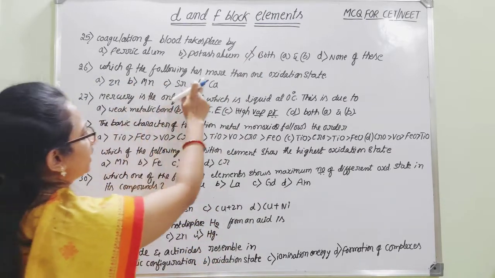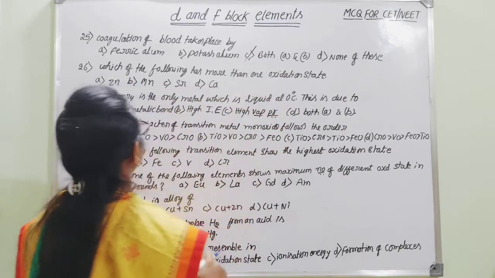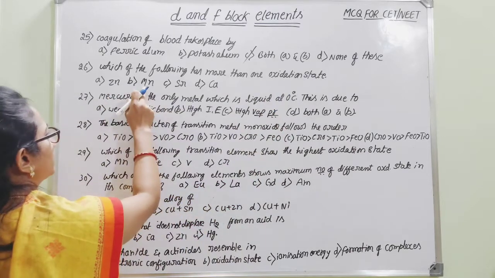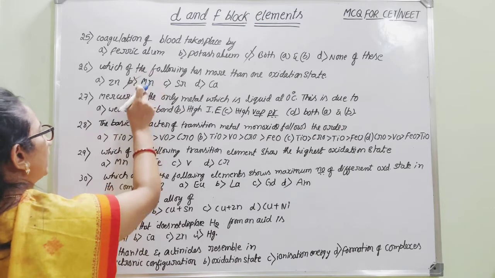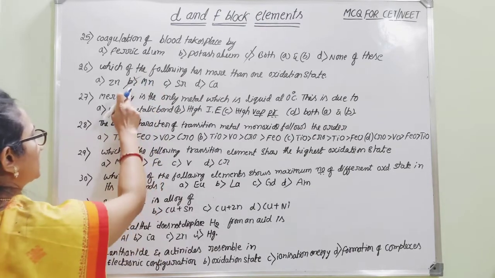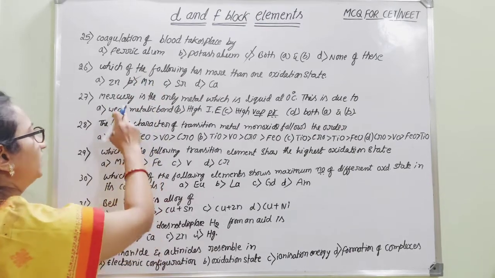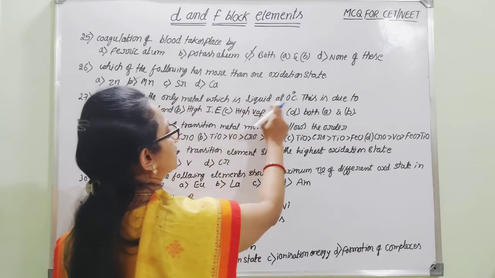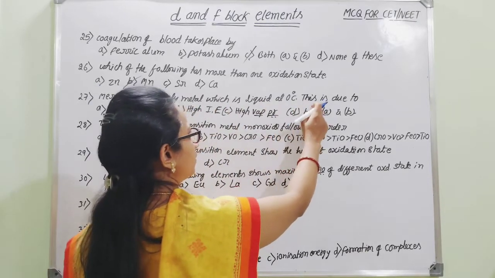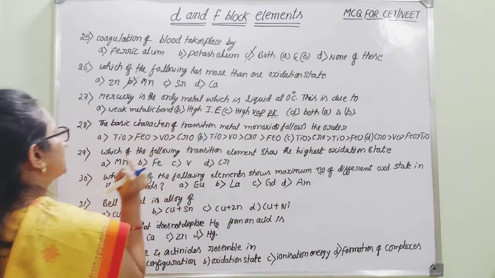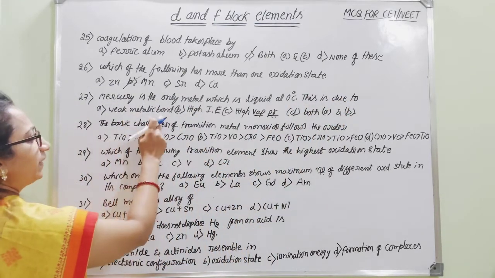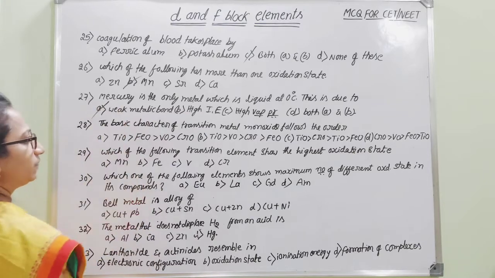Which of the following has more than one oxidation state? Here, except manganese, the others have only a single oxidation state. Therefore, manganese has variable oxidation states. Option B is the right answer. Mercury is the only metal which is liquid at 0 degrees Celsius. What is the reason? The reason is the weak metallic bonds. So, option A will be the right answer.